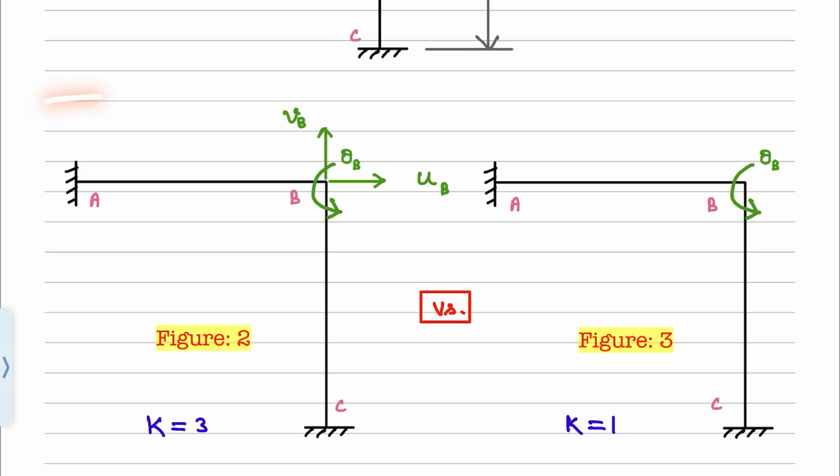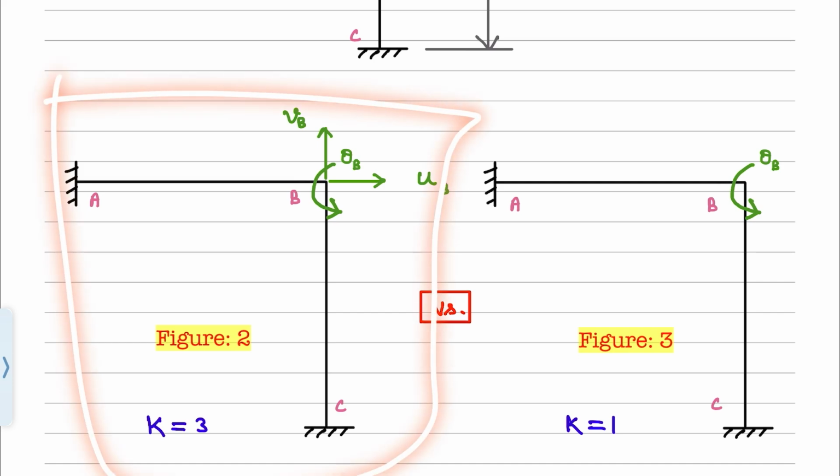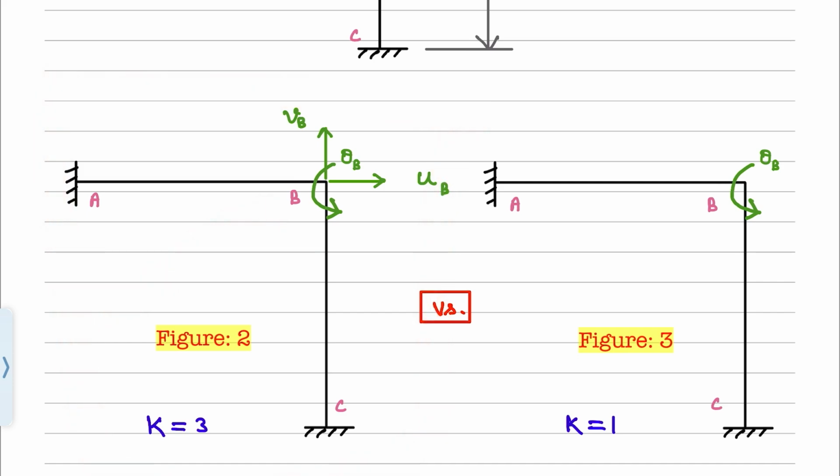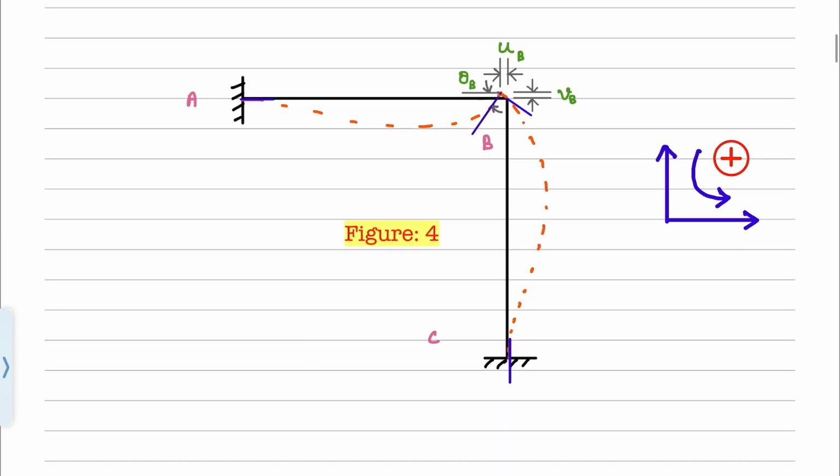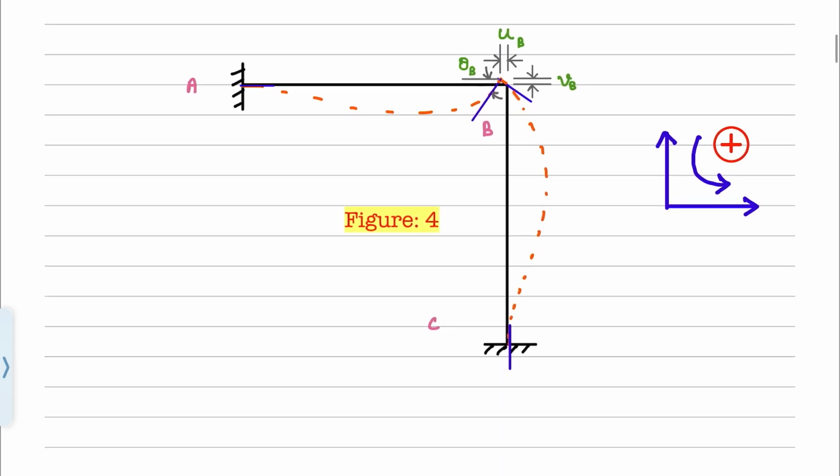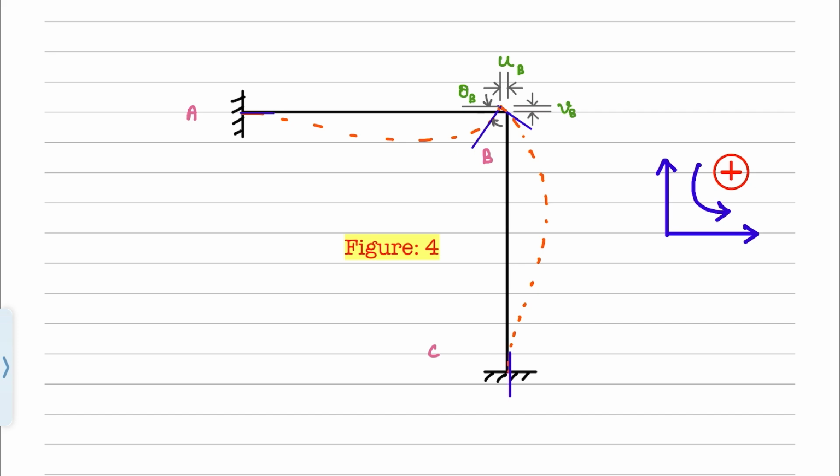So we are going to consider these three degrees of freedom first, and then we'll solve the problem. And later, we'll do the analysis using just theta B as the unknown. I will solve the problem and we'll see how the results differ from one another. Fine. So always it is essential to visualize the deflected profile.